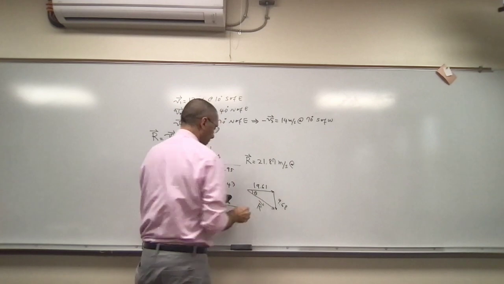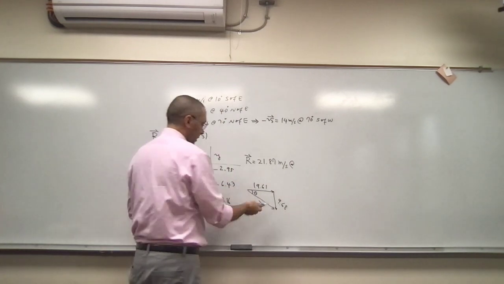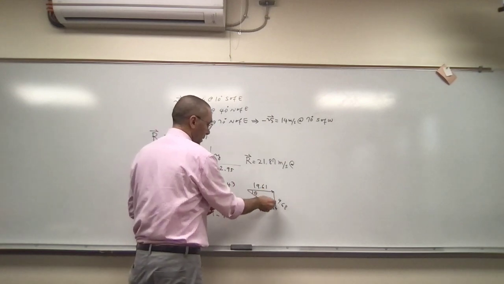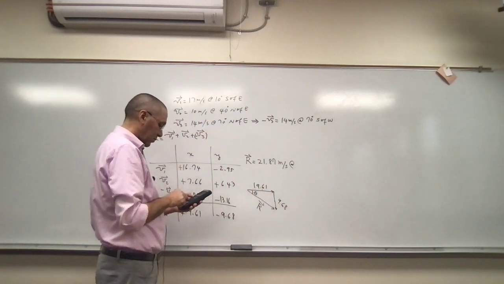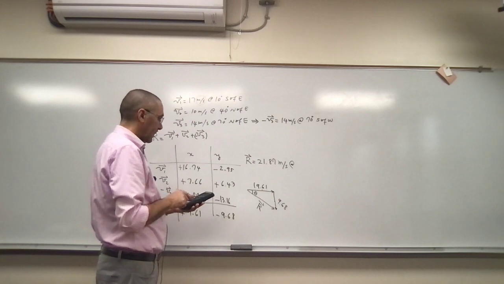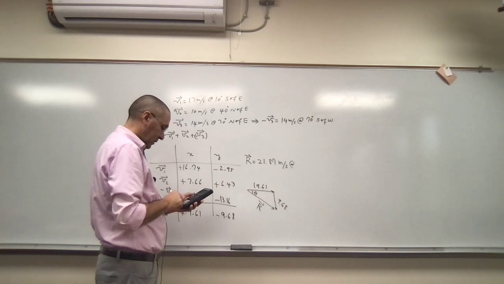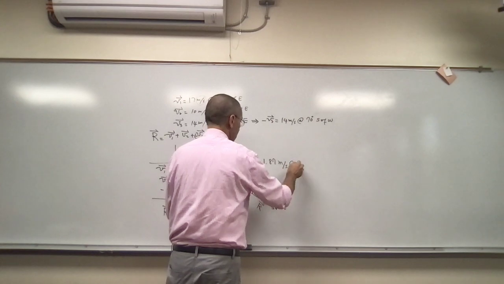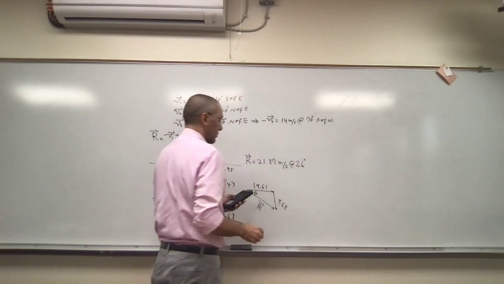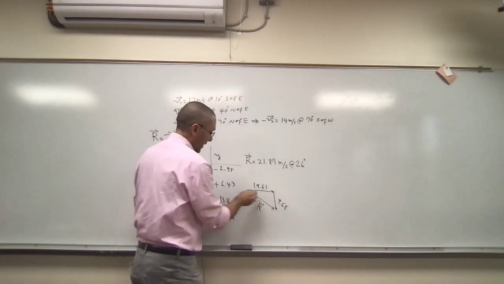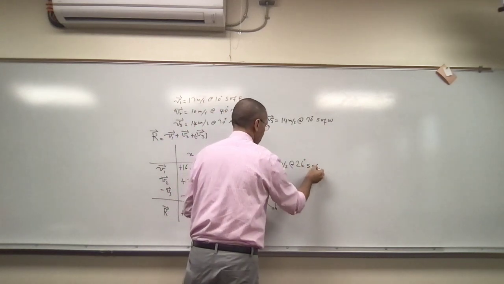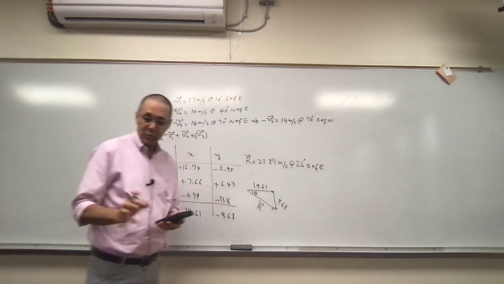Now I have to figure out this angle. Let's call it theta. Now, at this point, I can do anything I want because I know that this is 21.87. So I'm going to do inverse tangent, opposite over adjacent. So I'm going to do inverse tangent of 9.68 divided by 19.61. And my angle is 26.27. So let's just round it to the nearest degree, 26 degrees. Now, if that's east, this is south. I think it's south of east. South of east. And that's pretty much how you do that.